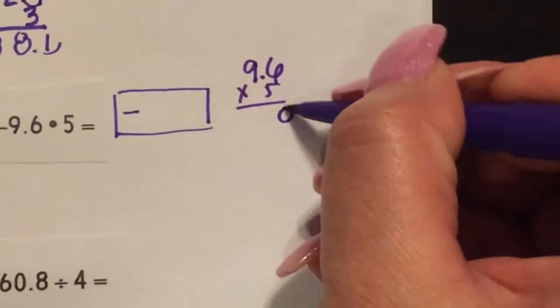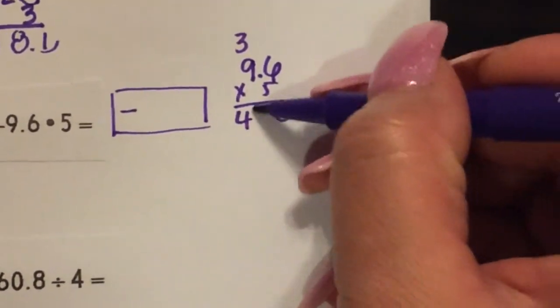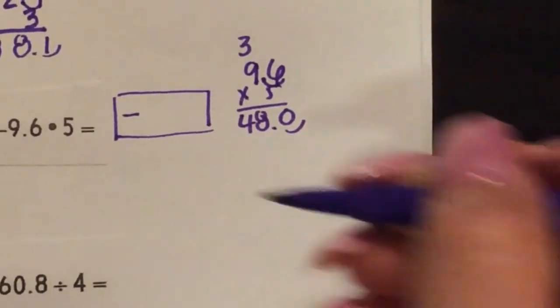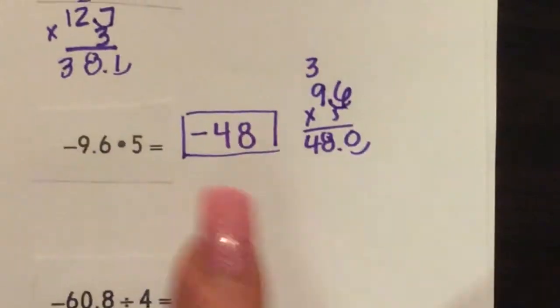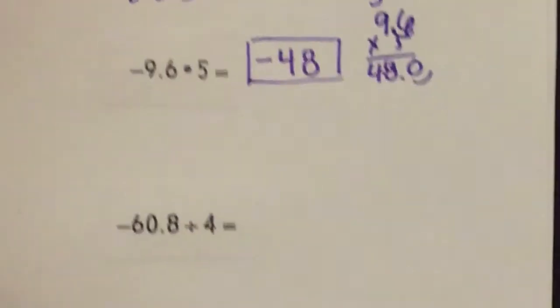So it's 5 times 6, 30. You carry 3. 5 times 9, 45. And 3, 48. One decimal place in one of the factors, one decimal place in my product. So the answer here is 48, or negative 48 actually, right? Okay, and then we have an example of division.